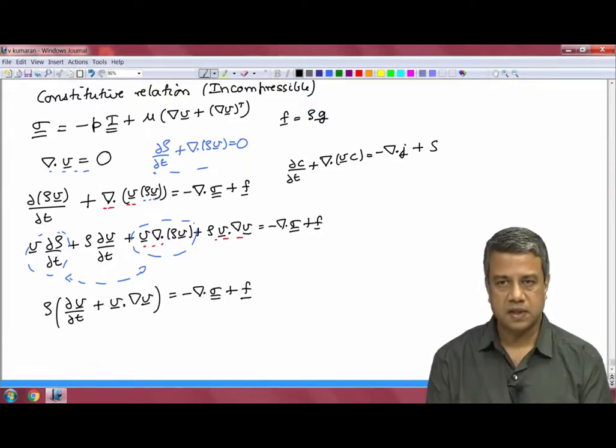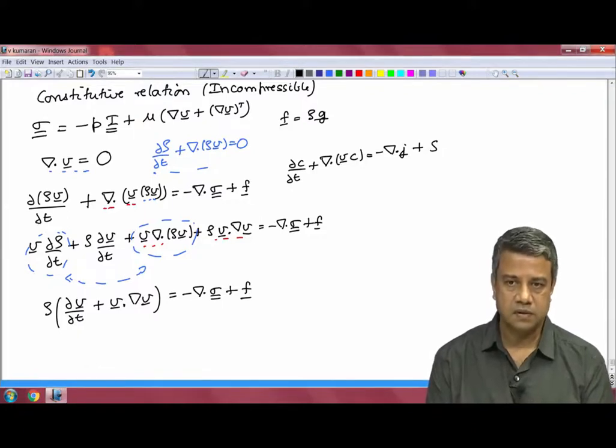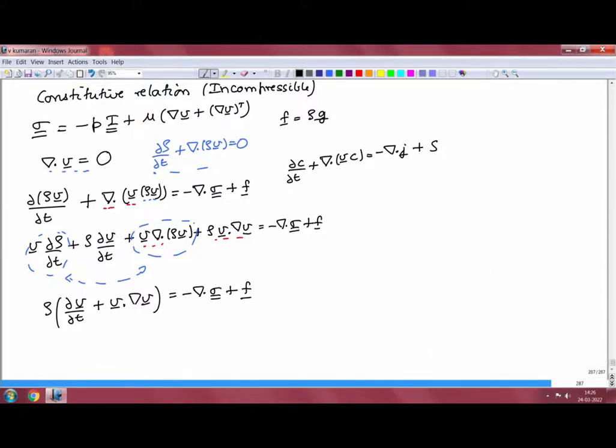I will continue with this calculation in the next lecture and finally derive the Navier-Stokes momentum conservation equation in vector form. I will continue this in the next lecture.